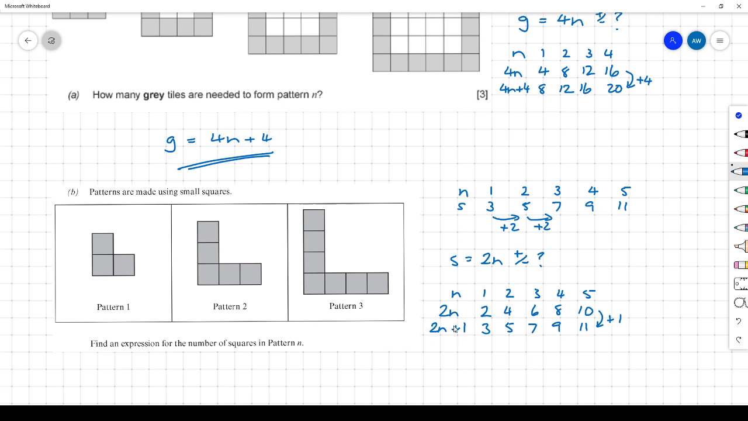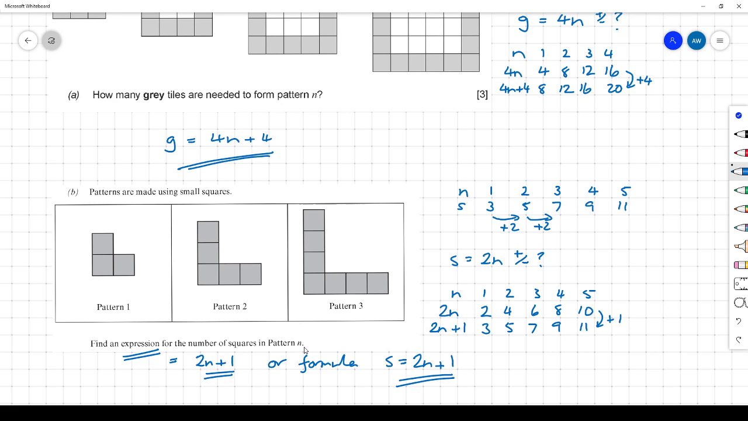So if you just want to write the expression, that's 2n plus 1, or if you want to write the formula like we've done in the past, then the formula is S equals 2n plus 1. Remember, you can use that formula now to work out the number of squares in any pattern. In pattern n, n stands for any pattern. Could be the millionth pattern, could be the billionth pattern. Remember, we just substitute n for the position, or in this case the pattern number we want.